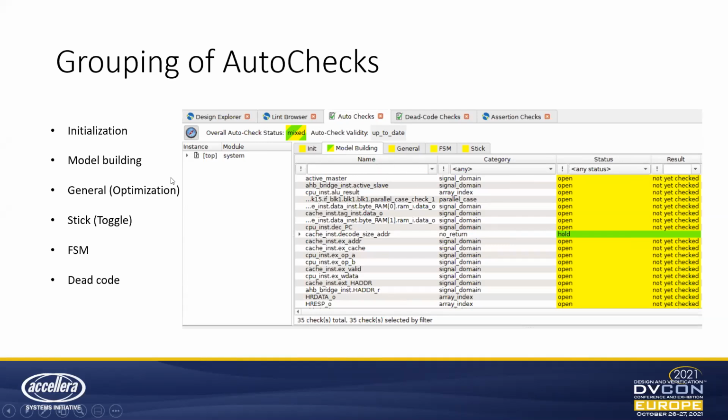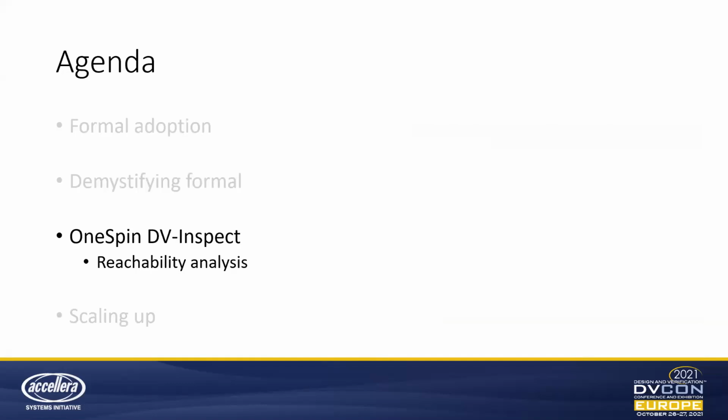On top of that, we have several other categories. We have the initialization checks, which are also part of DVInspect. We have the general checks, and then we have the reachability part, which is the FSM checks, the stuck checks, which cover the toggle checks and the never-from-value-to-value checks as well. And the deadcode checks are part of a separate tab that you can see here. So this is how the grouping is done in the OneSpin tool, and we will go into exploring each category individually.